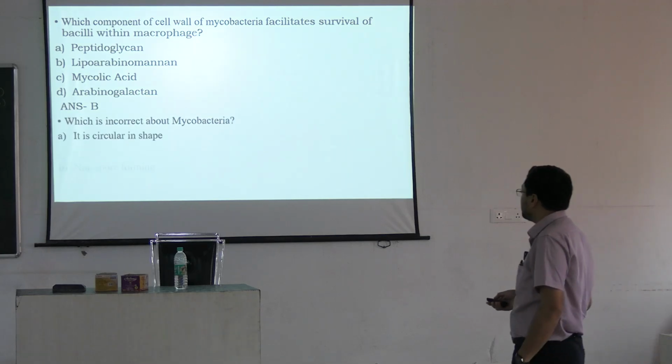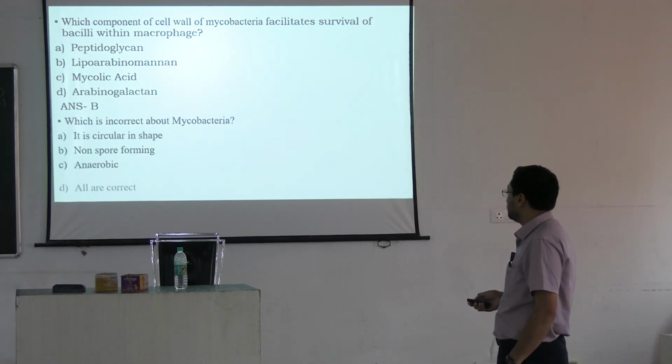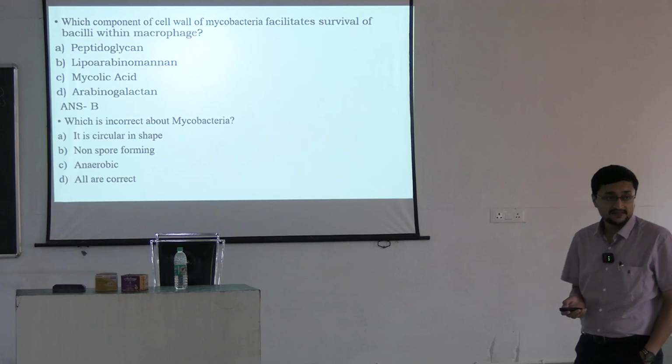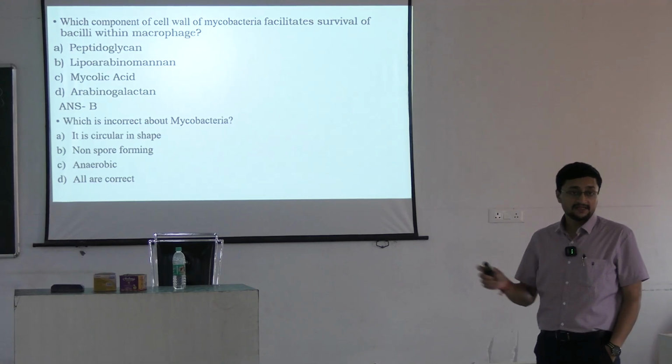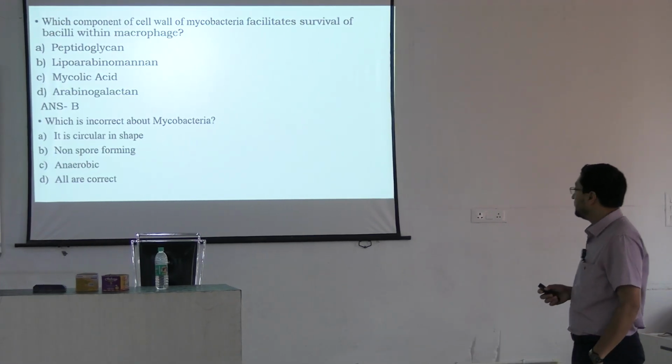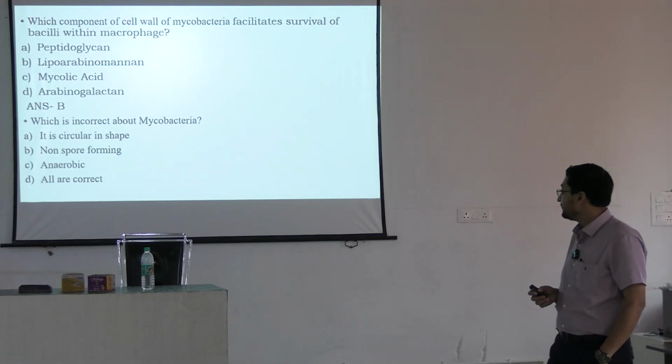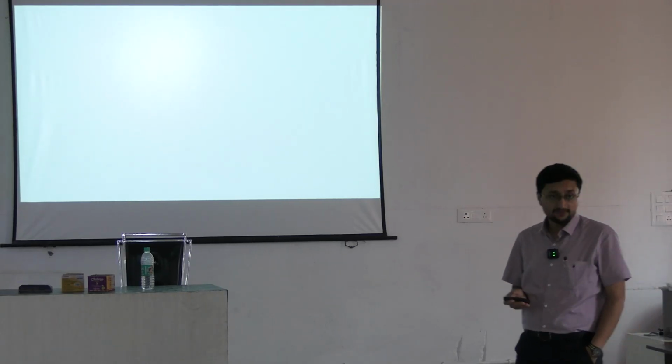And which is incorrect about mycobacteria? Which one? Is it circular in shape? No, it is slender long bacilli, right? Bacilli. Is it non-spore forming? So this is an aerobic bacilli, right?